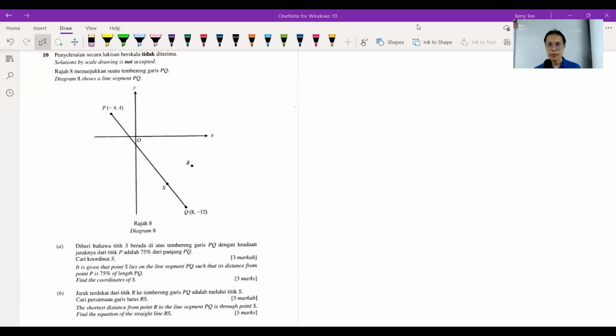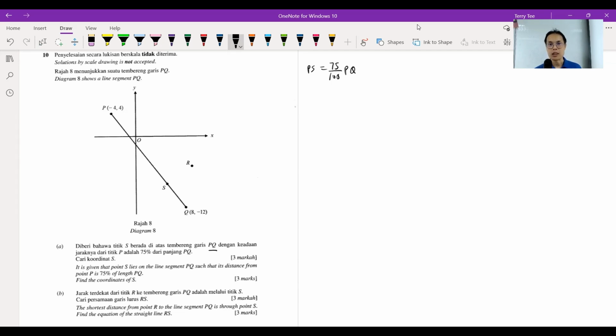Okay, question number 10. This is from coordinate geometry. Rajah 8 menunjukkan sebuah tembiring garis PQ. Diberi bahawa titik S berada atas tembiring garis PQ dengan keadaan jaraknya dari titik P ialah 75% daripada jarak PQ. So, that means that PS is 75% of PQ. Yeah, PS shorter, PQ is longer.